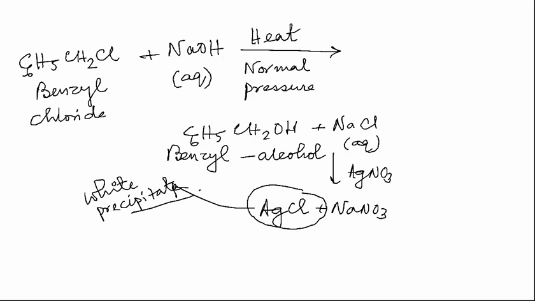And no such white precipitate formation is possible when chlorobenzene is treated with NaOH and the resulting solution is then reacted with silver nitrate. So in this fashion we can distinguish between benzyl chloride and chlorobenzene.